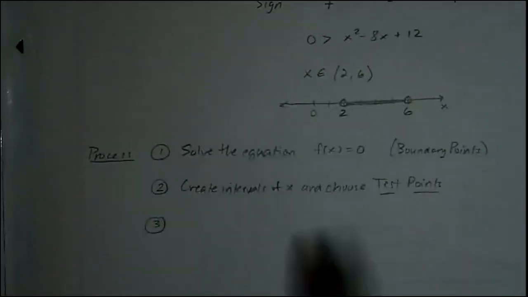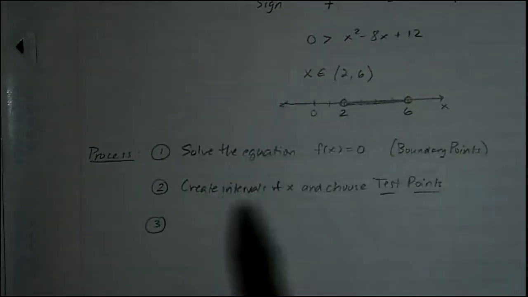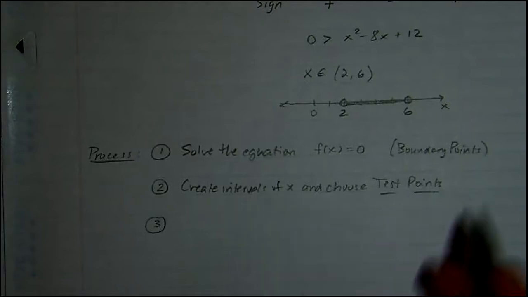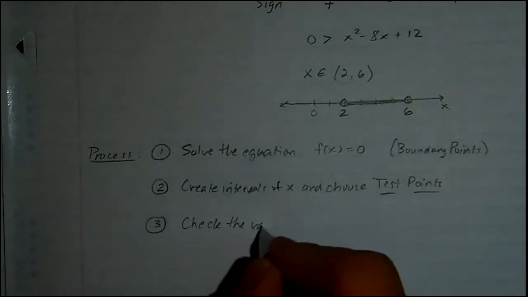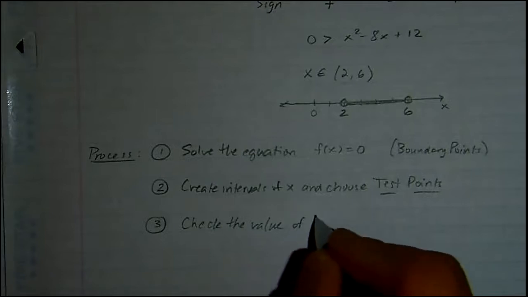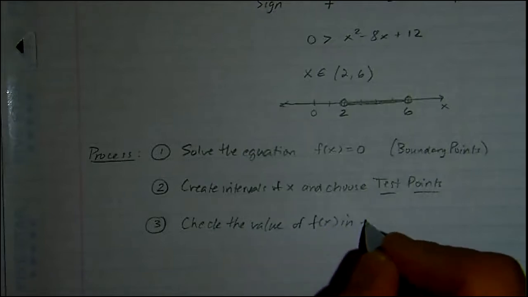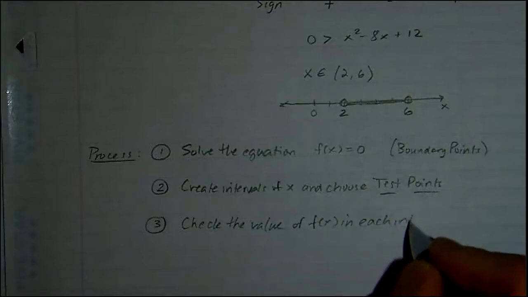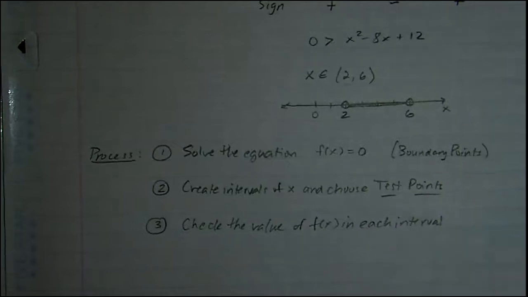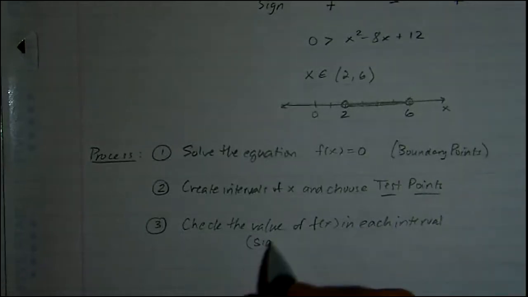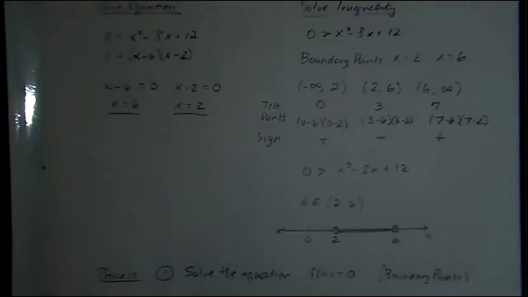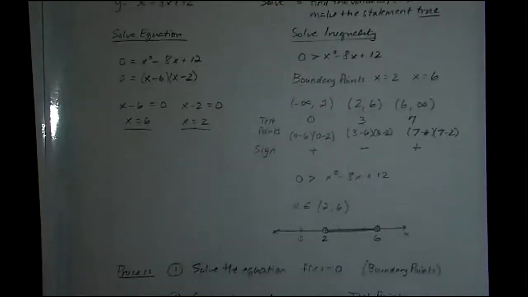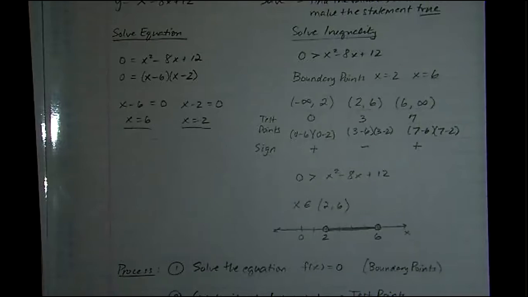Okay, so back to our steps real quick. Solve the equation to find the boundary points, create the intervals, choose the test points, and then check the value of f of x in each interval. And really by value, what I mean here is the sign. Is it positive? Is it negative? Okay, all right, so there's an illustration, real quickly, just to let you see what's happening visually.